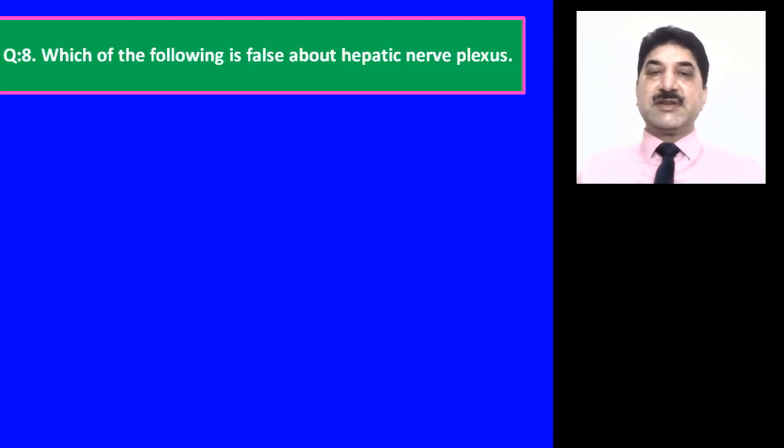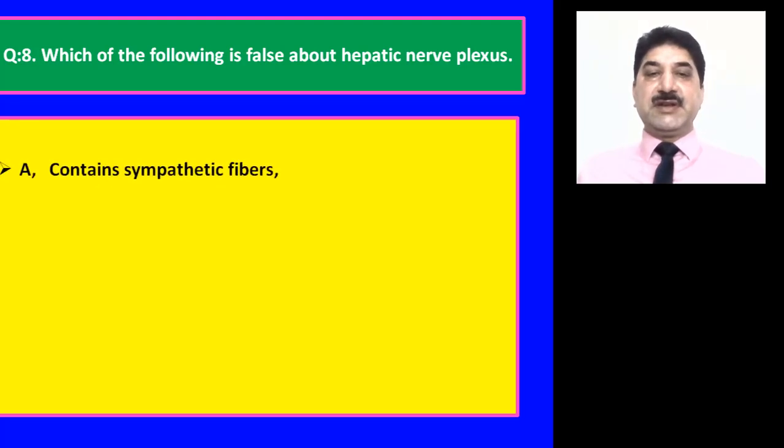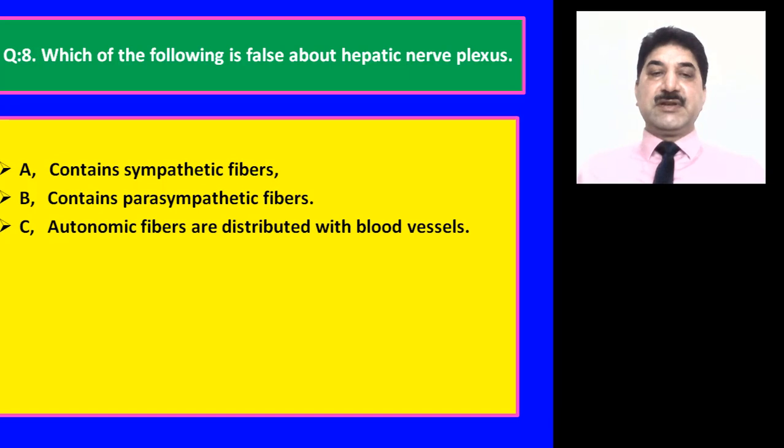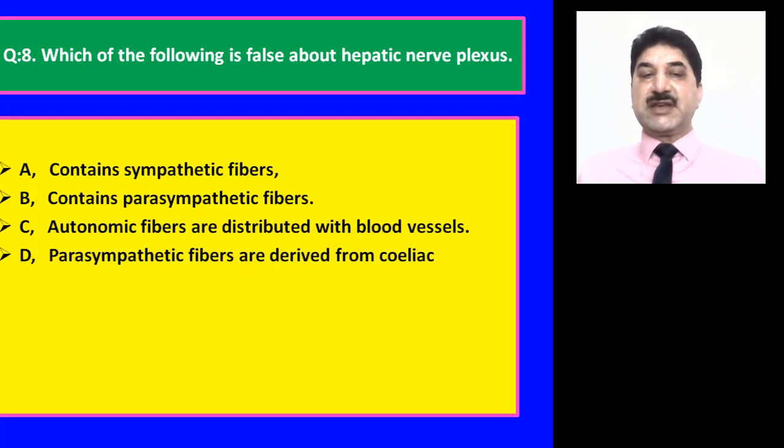Which of the following is false about hepatic nerve plexus? Contains sympathetic fibers, contains parasympathetic fibers, autonomic fibers are distributed to blood vessels, parasympathetic fibers are derived from celiac ganglion. D is the false statement. Parasympathetic fibers are derived from vagus.